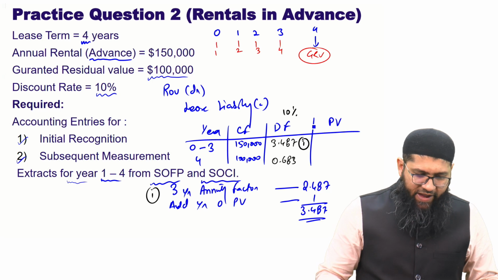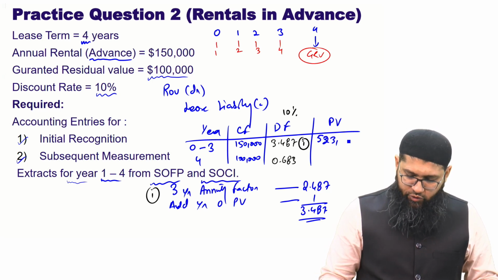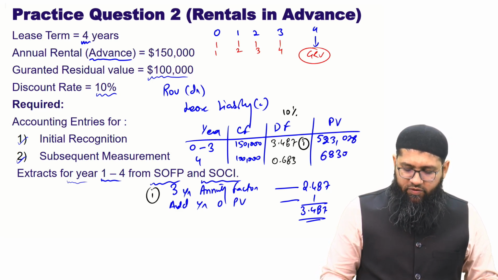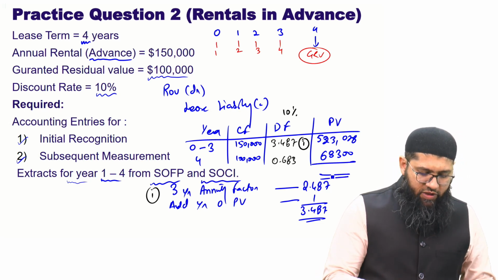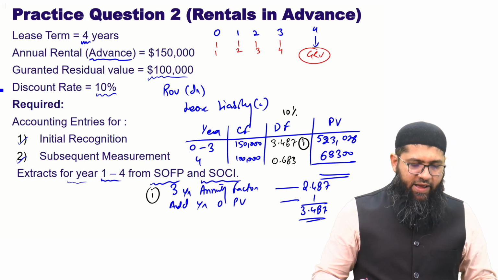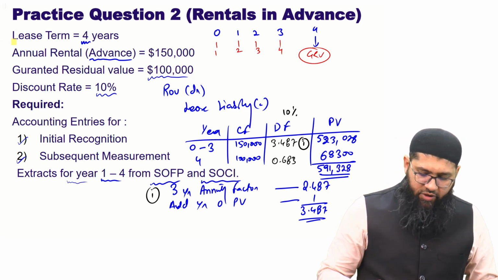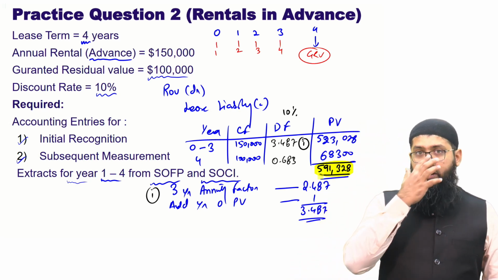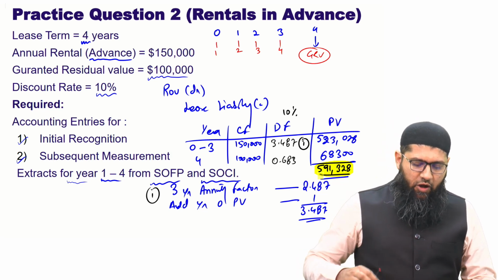it is going to become 523,028, and this is going to become 68,300. So if you sum up all of them, it is actually going to become 591,328. What are we saying? We are saying that it is going to become 591,328.